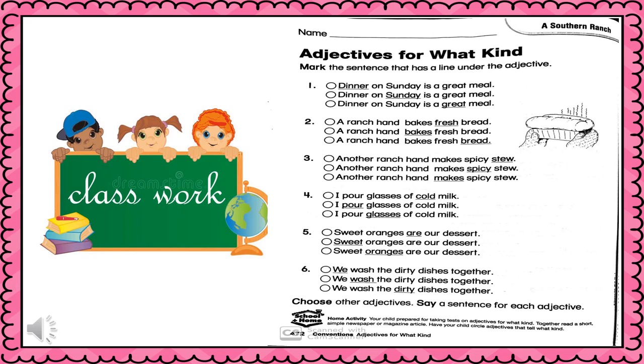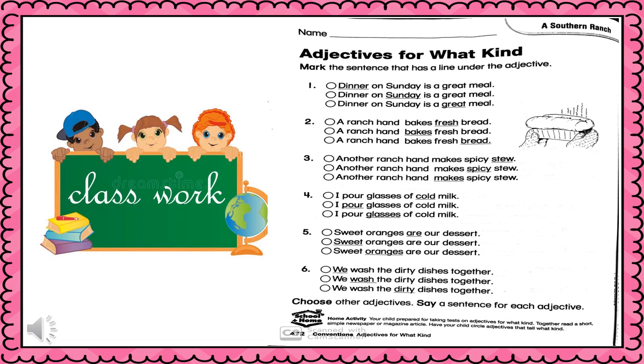Number 1. Dinner on Sunday is a great meal. Which option has a line under the adjective? Dinner, Sunday, or great? Number 2. A ranch hand bakes fresh bread. Which option has a line under the adjective? Fresh, bakes, or bread?